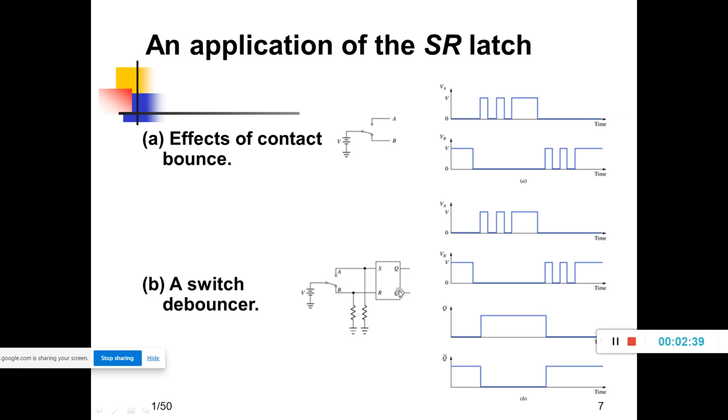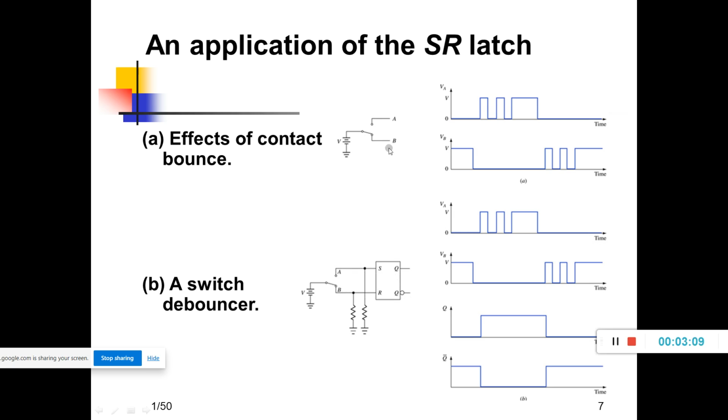This is the symbol of the SR latch, you know it. This is point A, this is point B, this is the voltage plus V volt, and here it is connected to ground. These are the S, R inputs. S is connected to A, R is connected to B, Q is the output, and Q bar is also an output, which is the complement of Q.